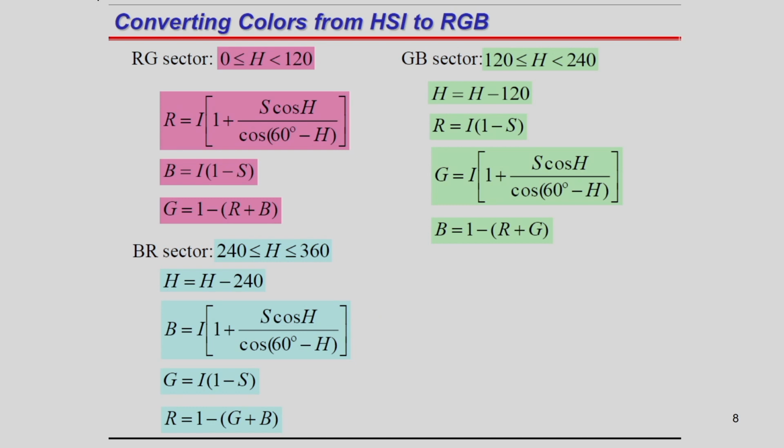Similarly, I can convert the HSI to RGB. So you can see all these formulas, and corresponding to the RG sector, that is H lies between 0 to 120 degrees, you can see the R value, G value and the B value. Similarly, corresponding to the GB sector, that is H lies between 120 degrees to 240 degrees, you can see the R value, G value and B value. And similarly for the BR sector you can get the R value, G value and B value.